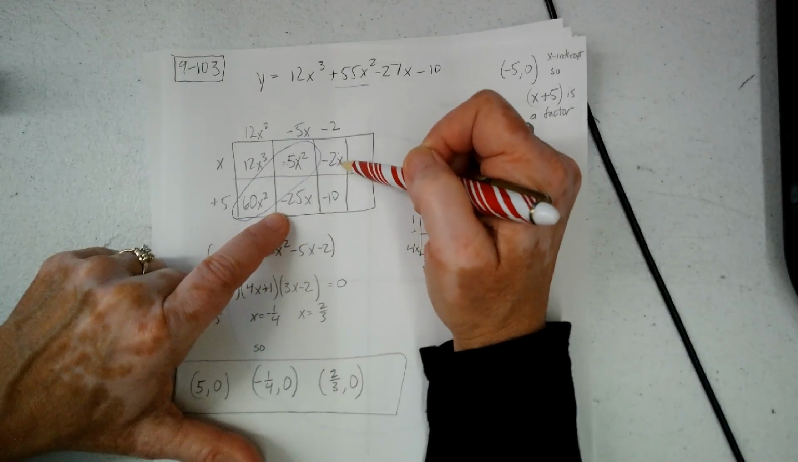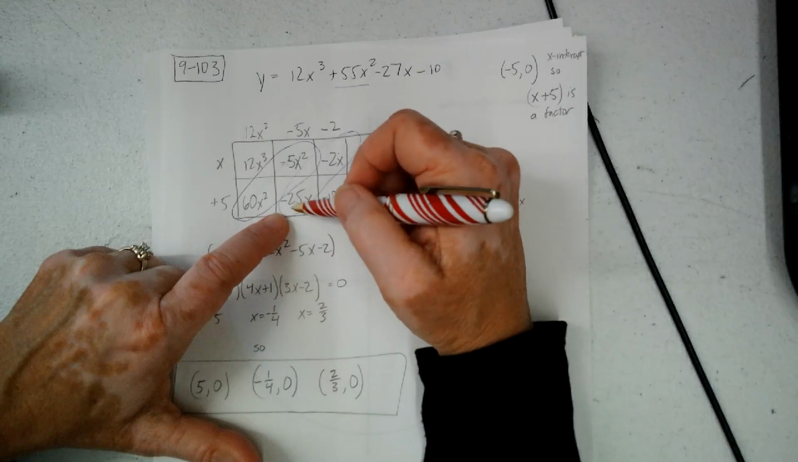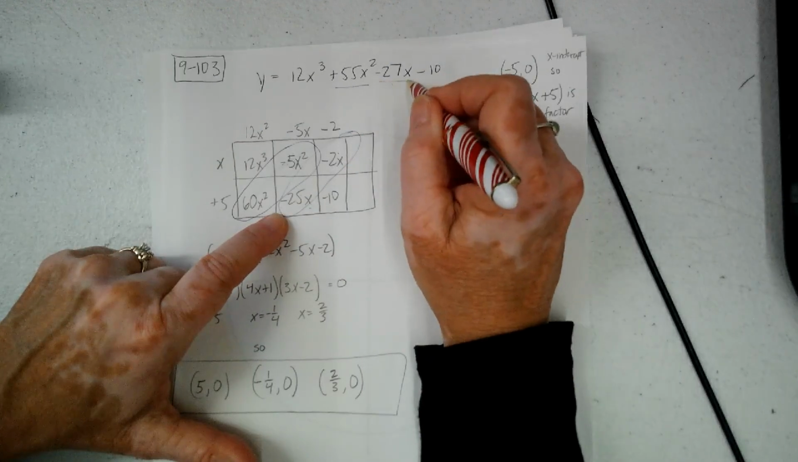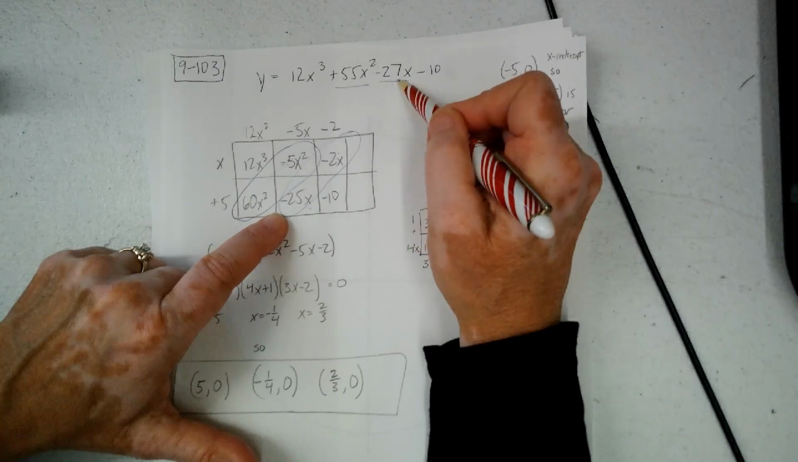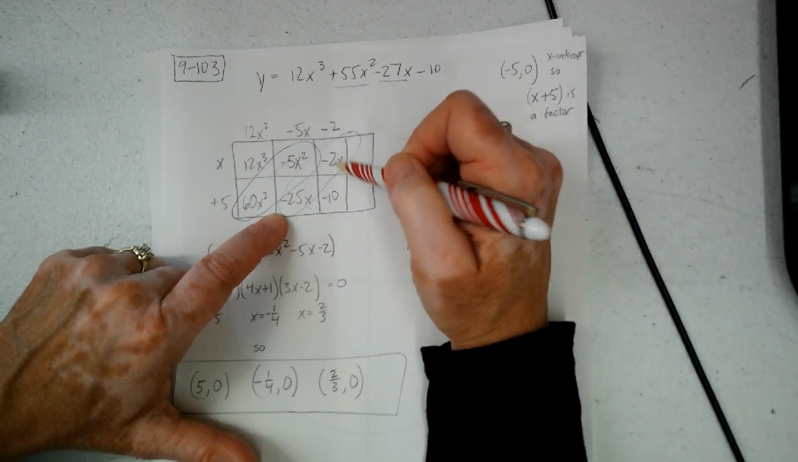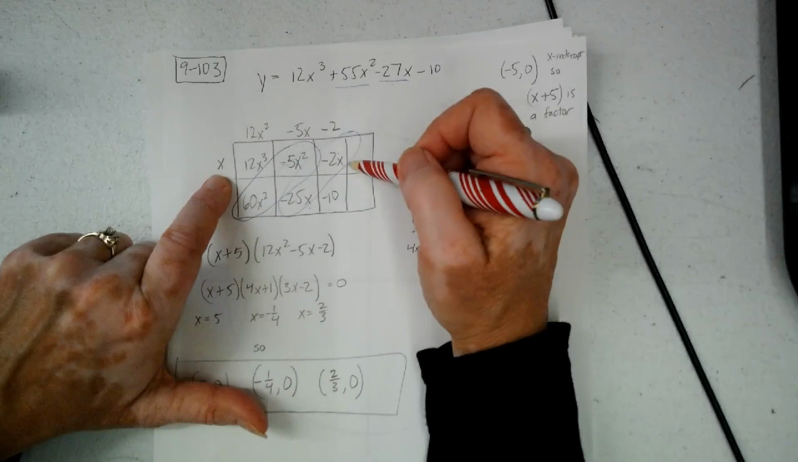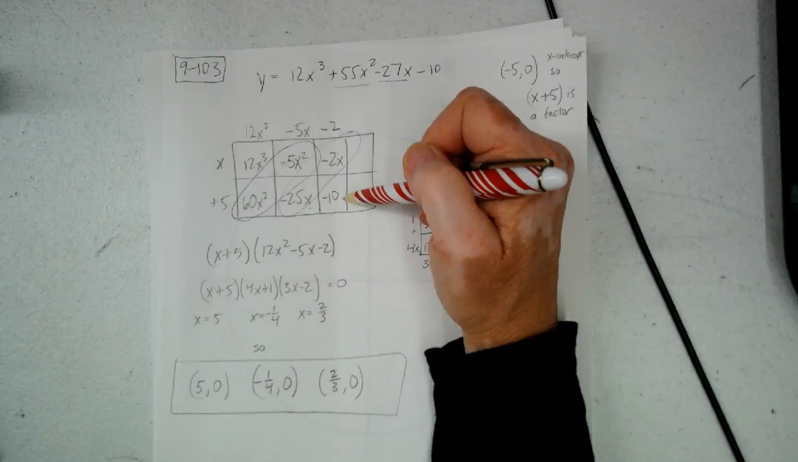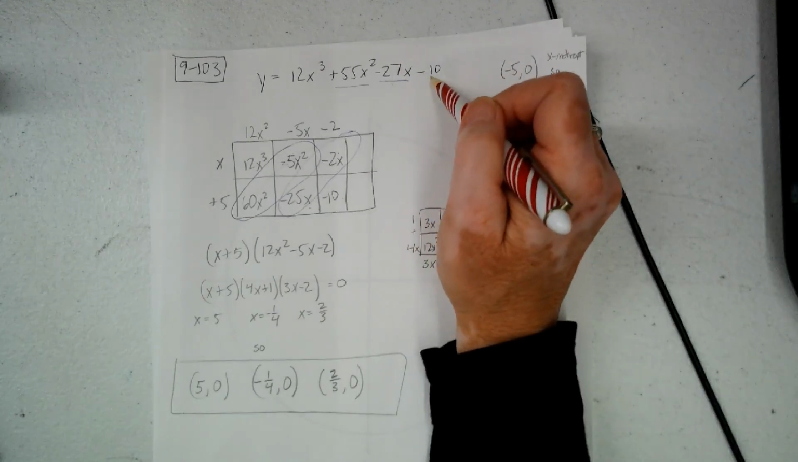And then I didn't have this number yet. I did this ahead of time. But I can look at -25x, and I want to see what I would have to add to that to get my -27x. And it turned out to be -2, so that forces this to be a -2, because -2 times x is -2x. And then 5 times -2, that's -10. So that actually all worked out and it went in evenly.